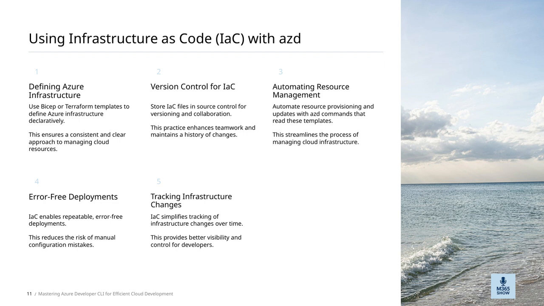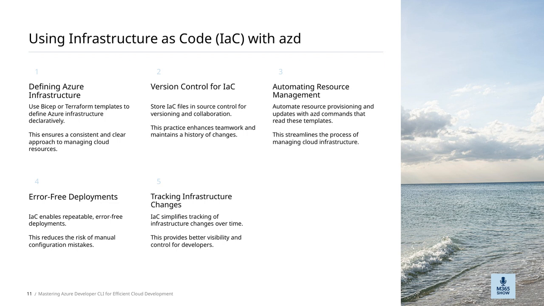Next, because ISC enables repeatable and error-free deployments, you significantly reduce the risk of manual configuration mistakes. Instead of manually setting up resources each time, you define everything once and then deploy it consistently every time, making your process more reliable. Now, automating resource provisioning and updates with ASD commands that read these templates streamlines the entire management process. This automation saves time and minimizes errors, letting you focus more on developing your applications rather than managing infrastructure.